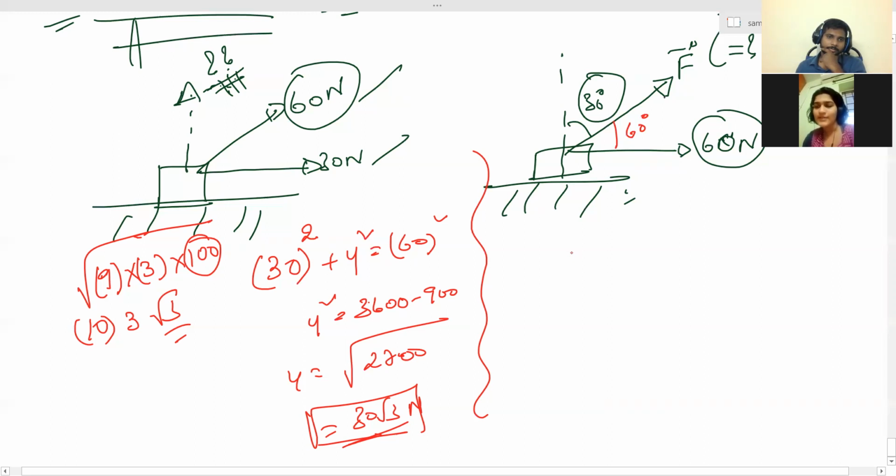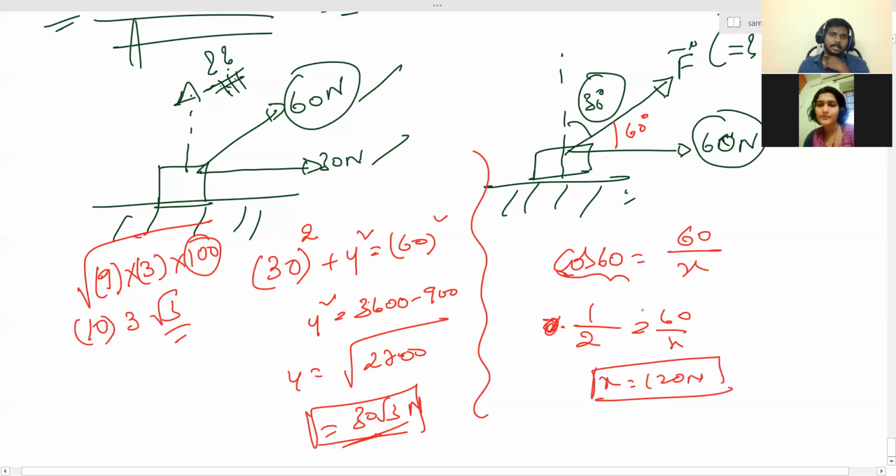Sir, cos 60 is equal to 60 by x. I took it as x. So 1 by 2 is equal to 60 by x, sir. So x is equal to 60 into 2, that is 120.